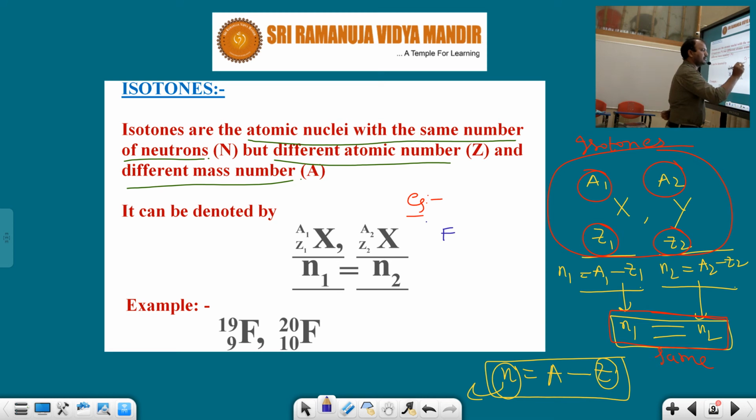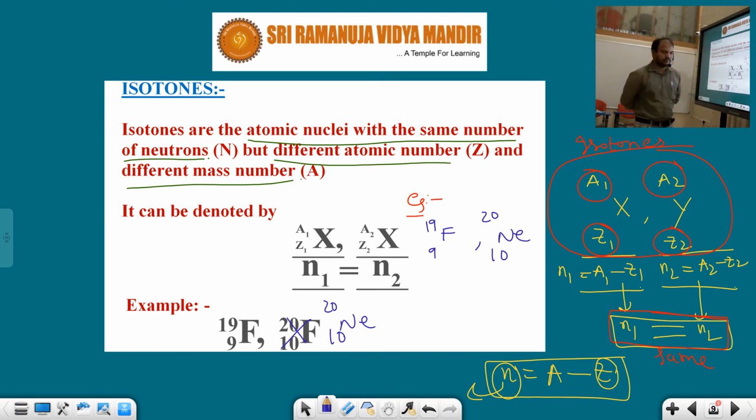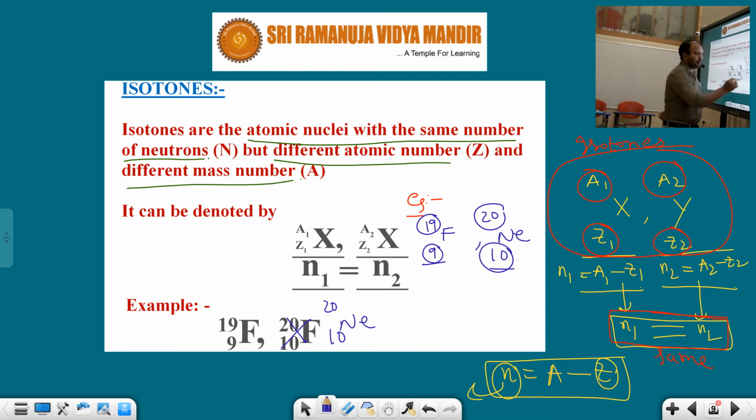Fluorine-19 with atomic number 9, and neon-20 with atomic number 10. These two are isotones. How can I say this? Because both have different atomic numbers: this is 9, this is 10. Mass numbers are also different, 19 and 20. You have to find the neutron number for the first element: mass number minus atomic number, 19 minus 9 means 10.